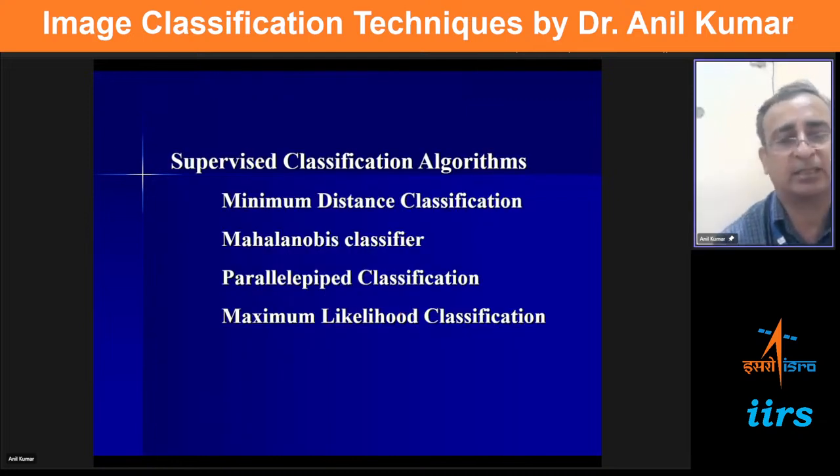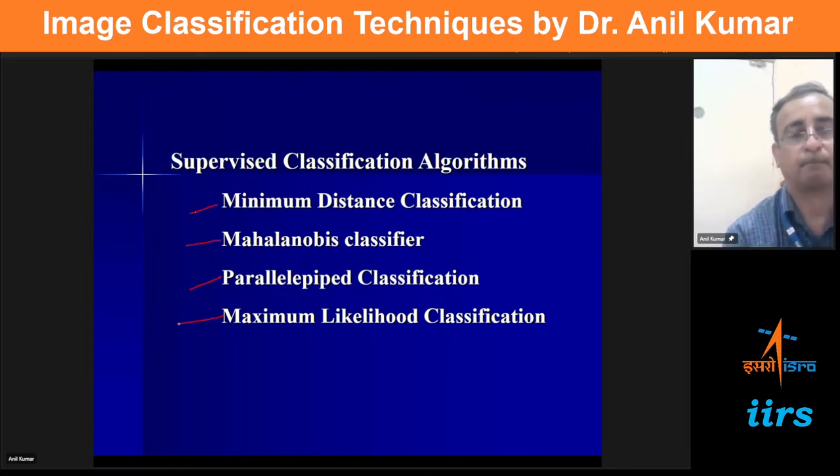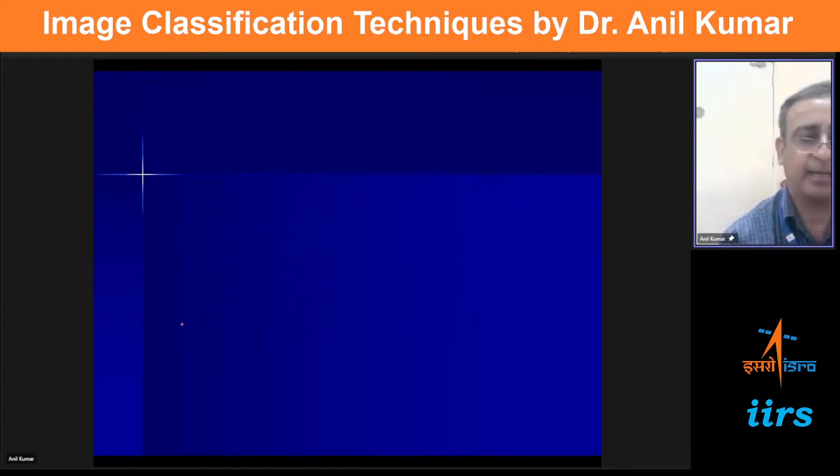So here in supervised classification, we have the conventional 4 algorithms. One is minimum distance classification. Second is Mahalanobis distance. Third is parallelepiped. Fourth is the maximum likelihood classifier. So let's start with the first one, minimum distance classification. This is the same as what I explained in the case of the unsupervised algorithm.